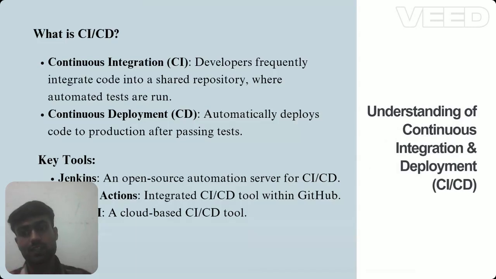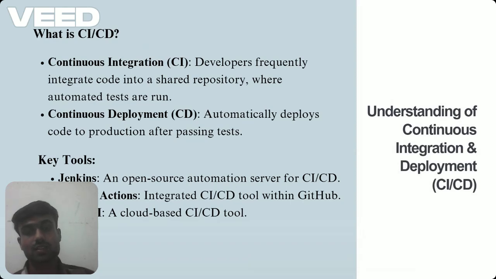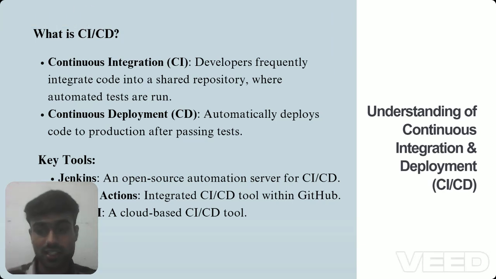So here we have a proper definition of continuous integration. Developers frequently integrate code into a shared repository where automated tests are run. And there is continuous deployment, which automatically deploys code to production after passing tests. So under this there are some key tools. Jenkins is the most popular tool under CI/CD. It is an open source automation server for CI/CD.